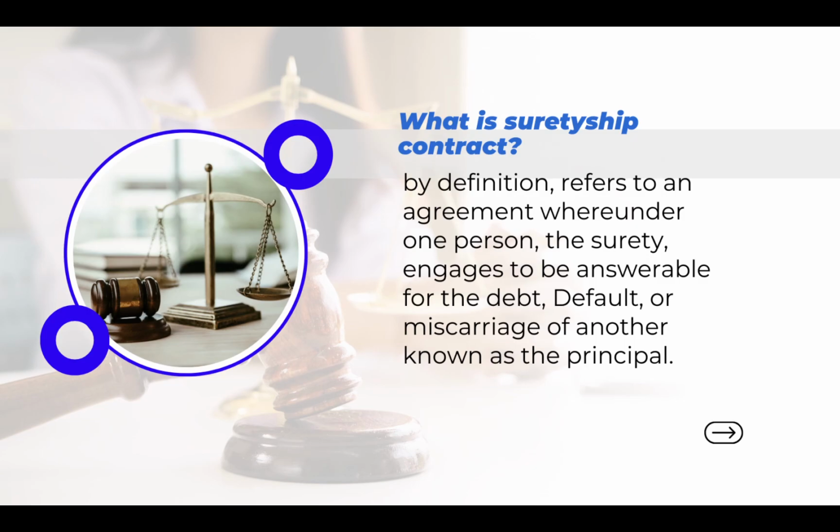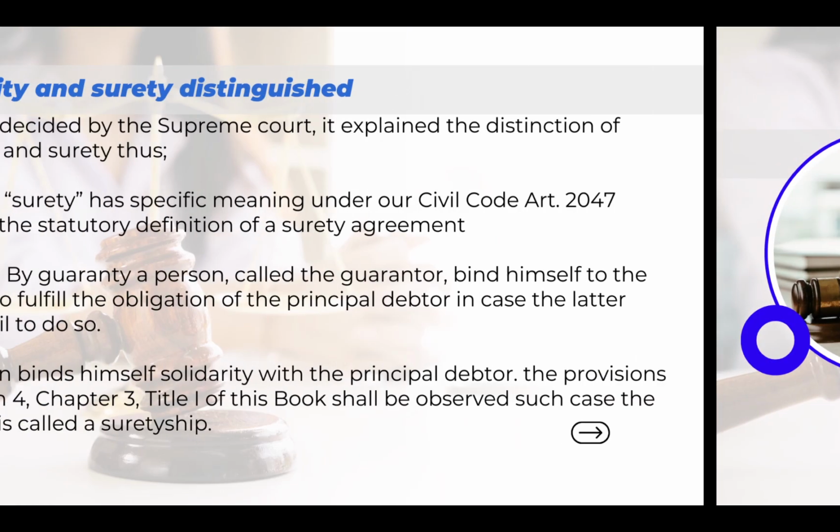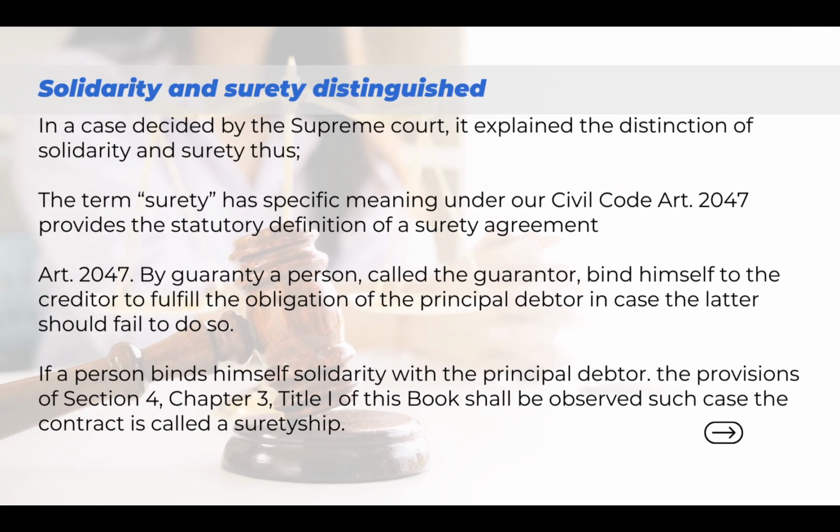Usually class, yung mga suretyship, meron ding bayad yan. Kasi sila yung maggagarantya. Kasi sila ang hinahabol just in case na hindi sila magbayad. Solidarity and suretyship, sabi nga ng Supreme Court, the term surety has specific meaning in our Civil Code. By guarantee, a person called the guarantor binds himself to the creditor to fulfill the obligation of the principal debtor in case the latter should fail to do so. Just in case na hindi mabayaran, so the latter ang magiging tagapagbayad. Okay? So that is suretyship.